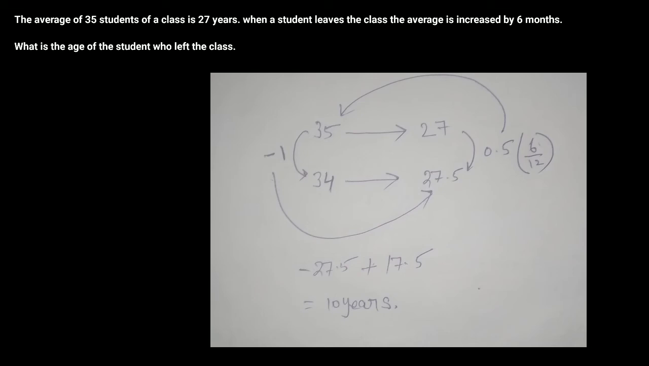Now multiply the left hand side difference with the right hand side bottom number, and the right hand side difference with the left hand side top number. Now the answer is minus 1 into 27.5 plus 0.5 into 35. Now the answer is 10 years. So the age of the student who left the class is 10 years.